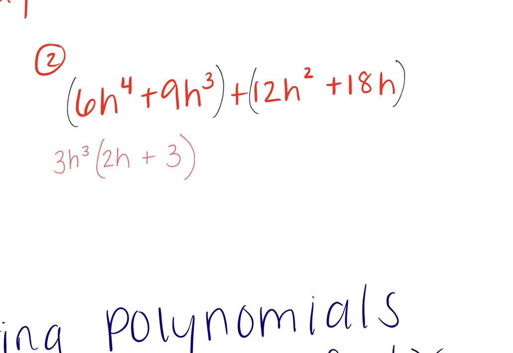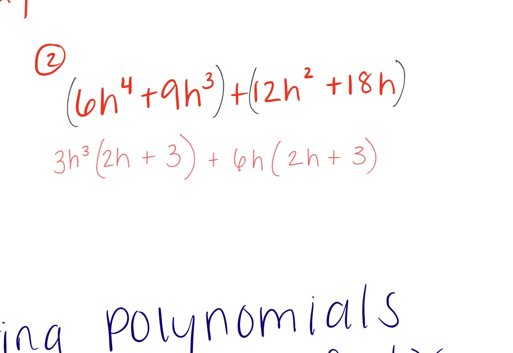And the second set of terms, what can we pull out of each of those? Tessa, do you see it? A 6, but not just a 6. 6h. And we're going to get what? 2h plus 3.